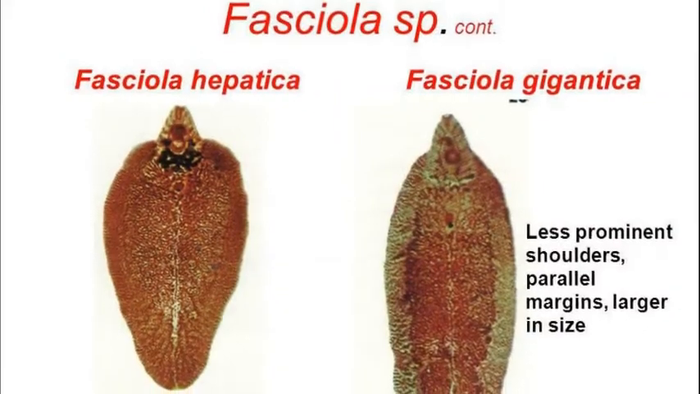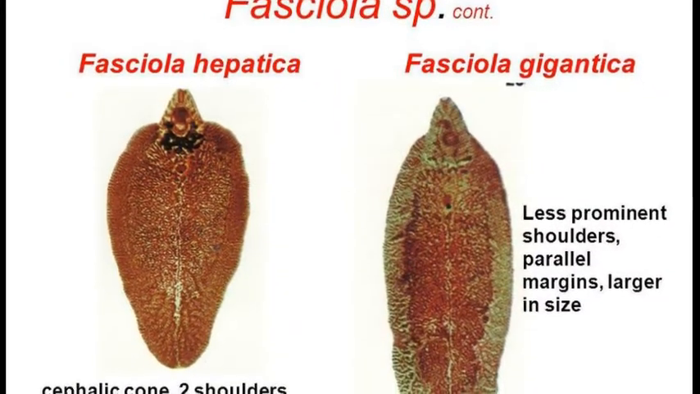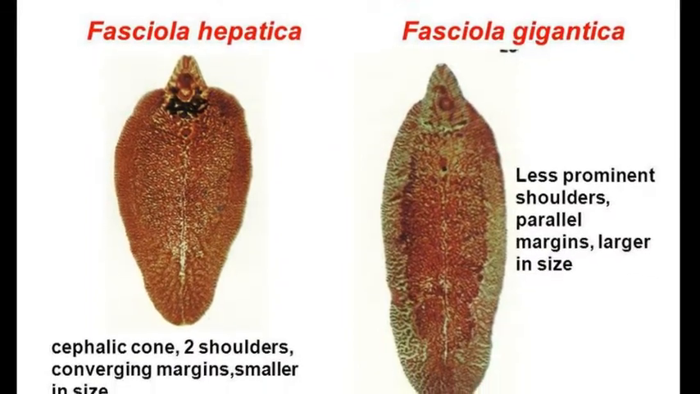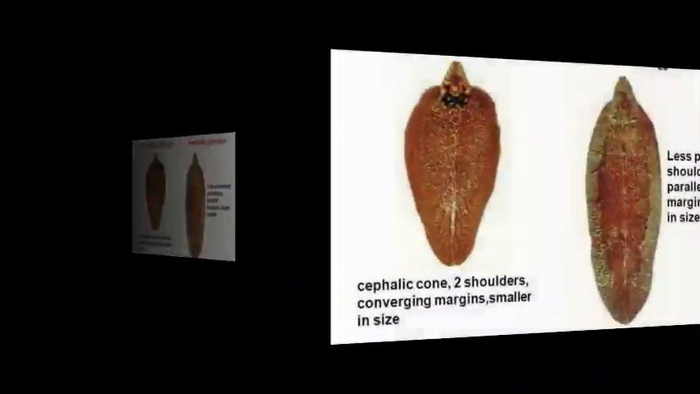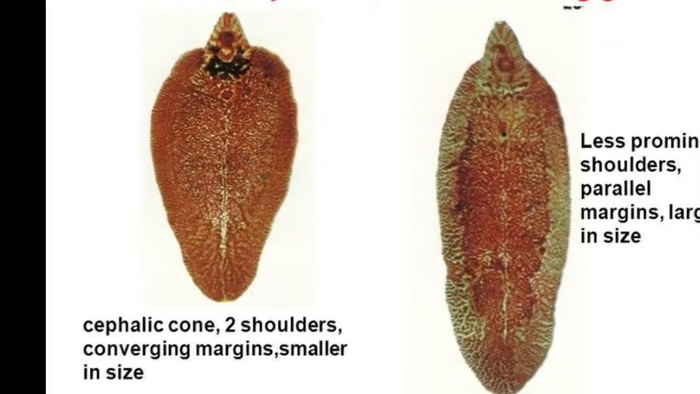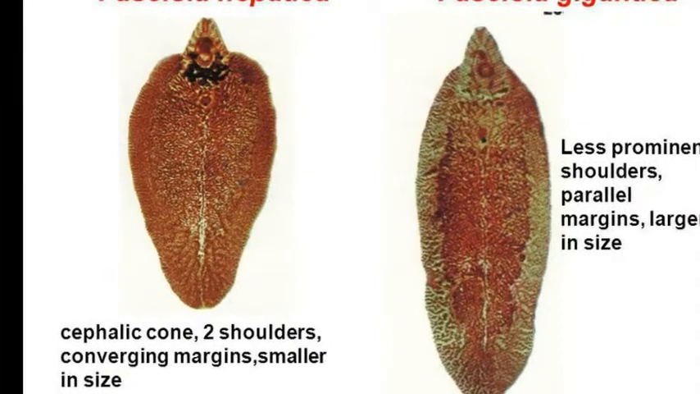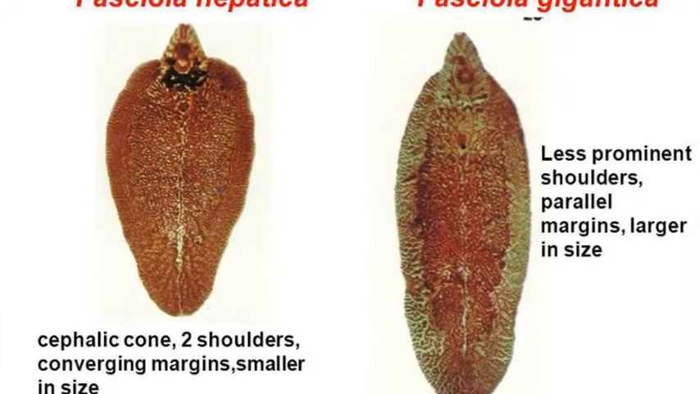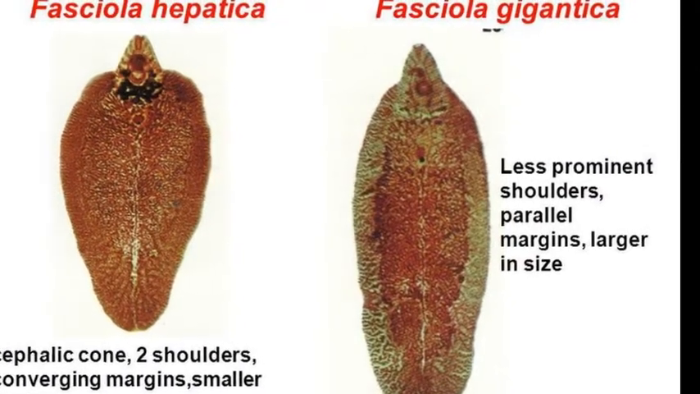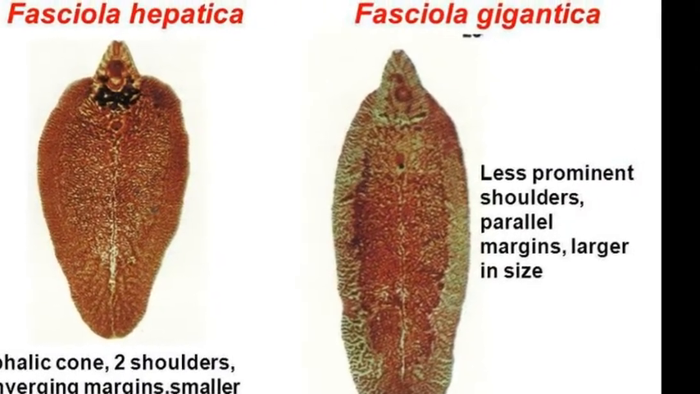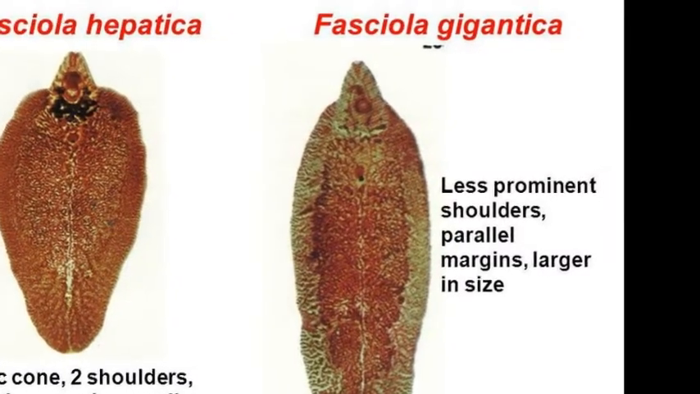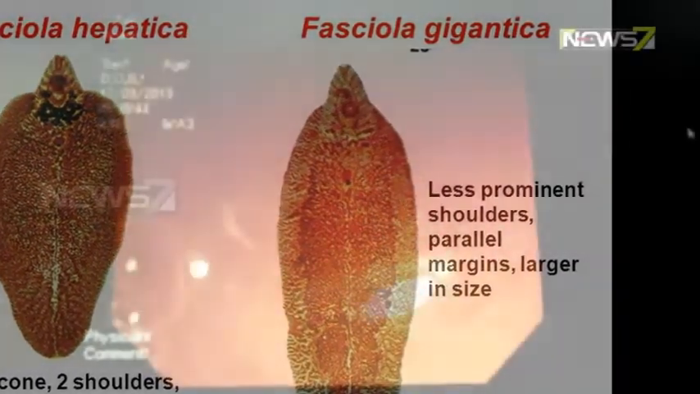So I have here a comparison of Fasciola hepatica and Fasciola gigantica. Fasciola hepatica has a cephalic cone, two shoulders, converging margins, and is smaller in size, while Fasciola gigantica has less prominent shoulders, parallel margins, and is larger in size. And I have here pictures and videos of Fasciola hepatica.